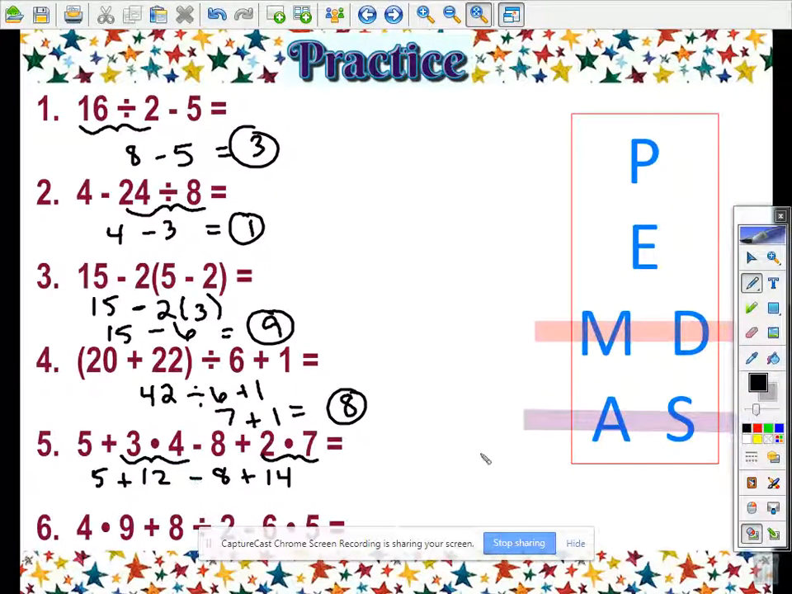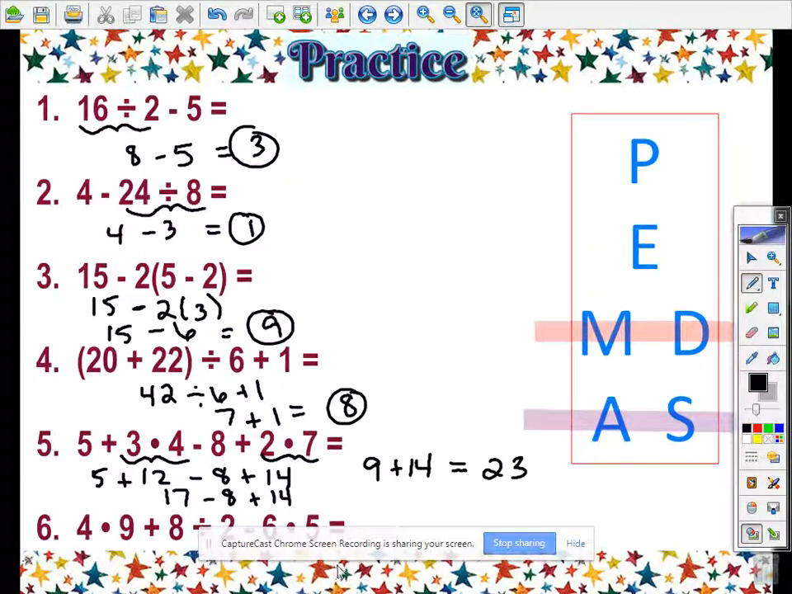Now we have all adding and subtracting. We see here that we go left to right. So 5 plus 12 is 17. Don't be tempted to add that 8 and 14. We have to go left to right. 17 take away 8 is 9. I went left to right. 17 take away 8 is 9 plus 14.